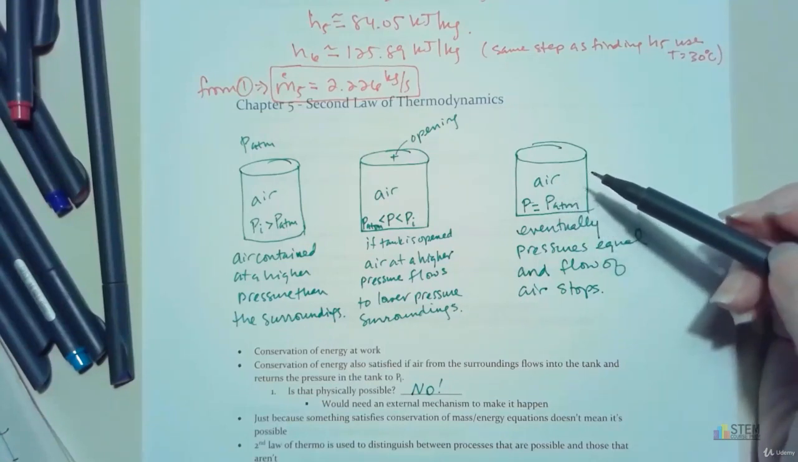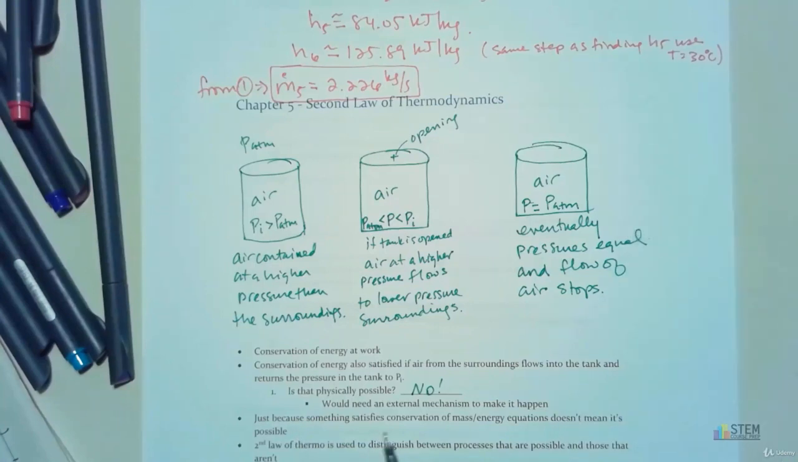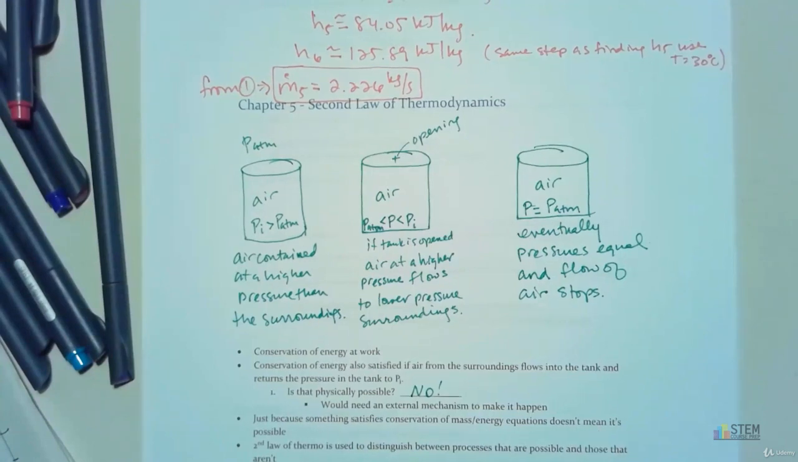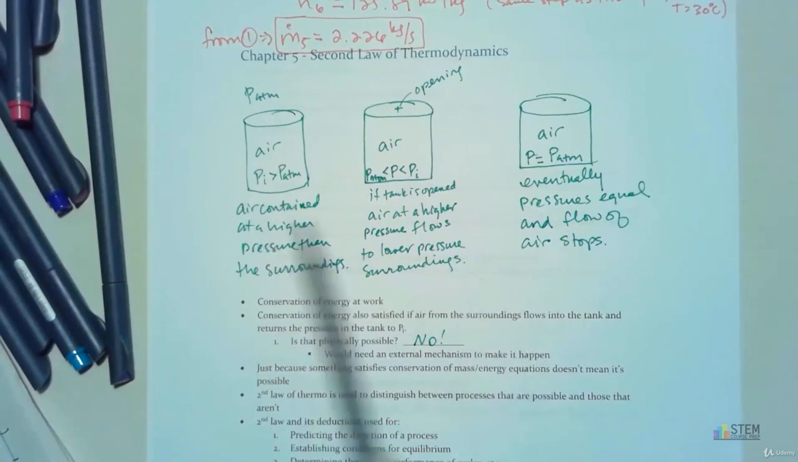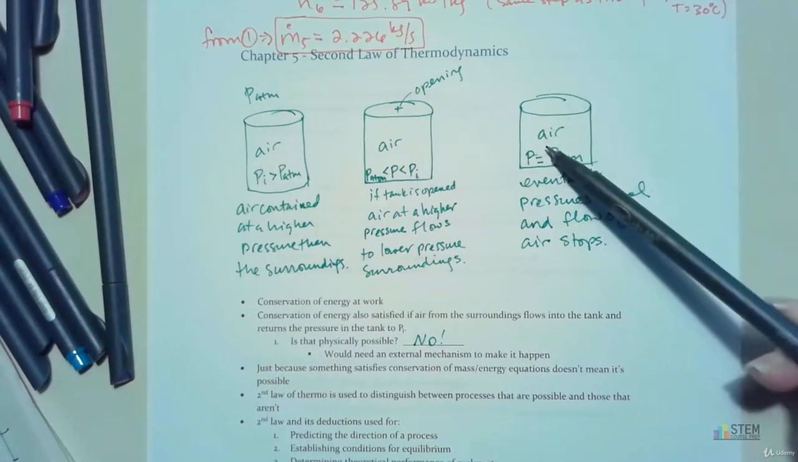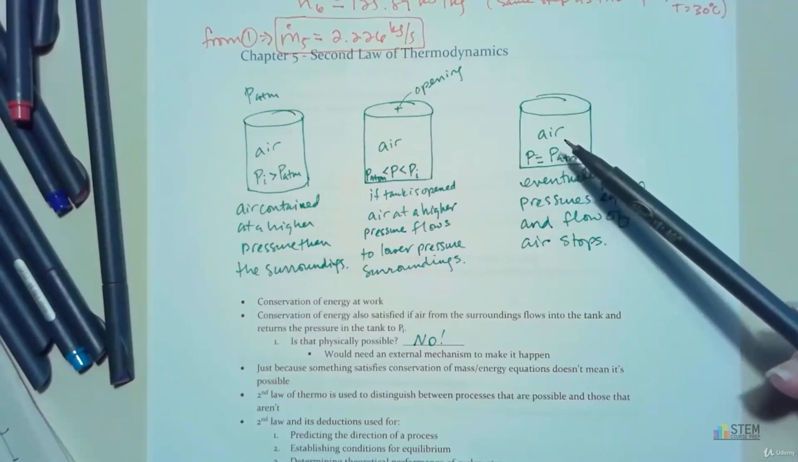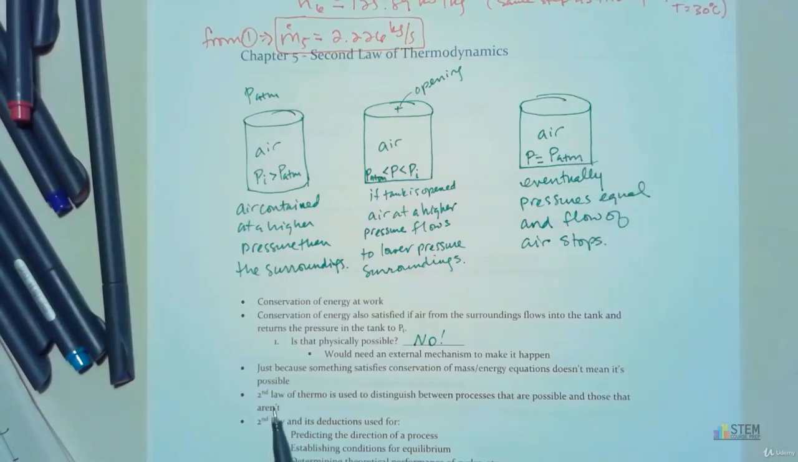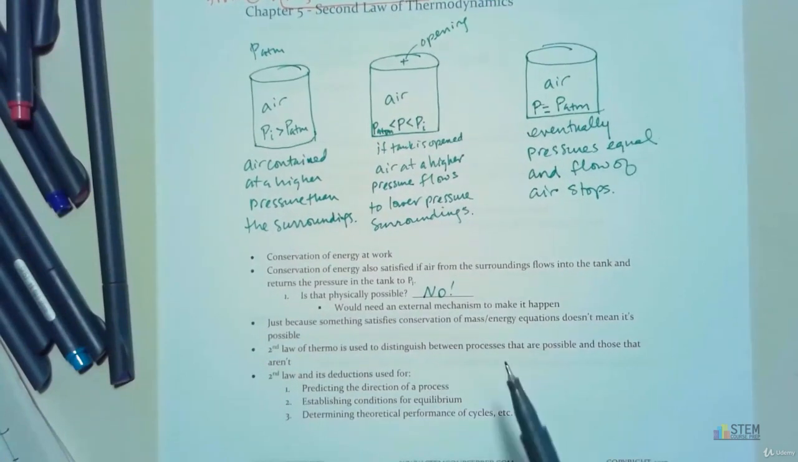Now, that means that just because something satisfies our conservation of mass energy equations, that doesn't mean it's actually going to be possible. Both of those scenarios, this one and the one where air came back into the tank and repressurized, both satisfy our equations, but they're not both possible. The second law of thermodynamics is going to be used to distinguish between processes that are actually feasible and those that are not feasible and can't happen in reality. That's what we'll use the second law of thermo for.